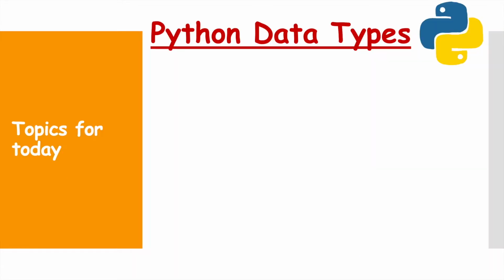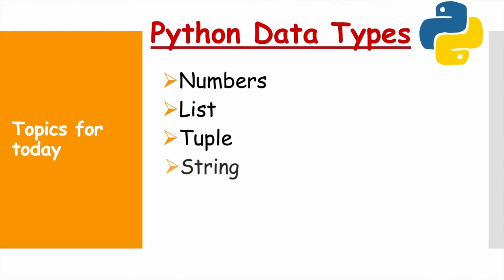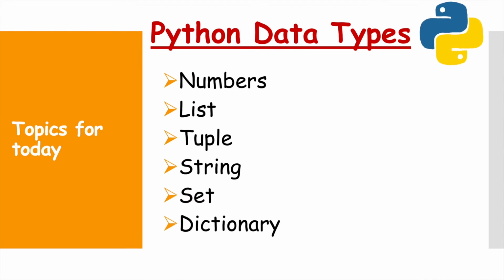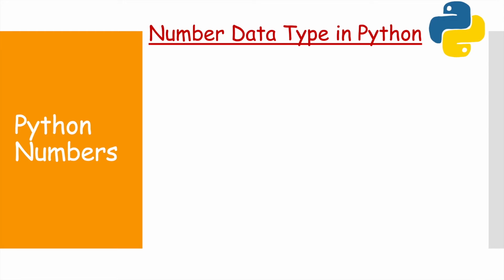So let's start. The various data types in Python that we are going to learn in this video are numbers, list, Python tuples, Python strings, sets in Python, and dictionary. So we start with the number data type in Python. So let's see the different types of numbers that are used in Python.